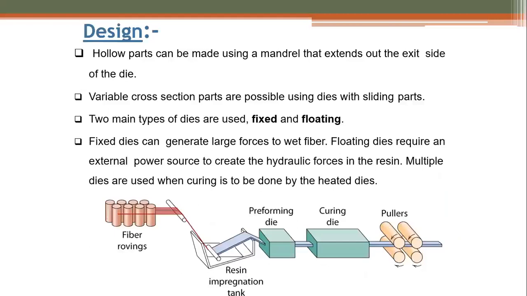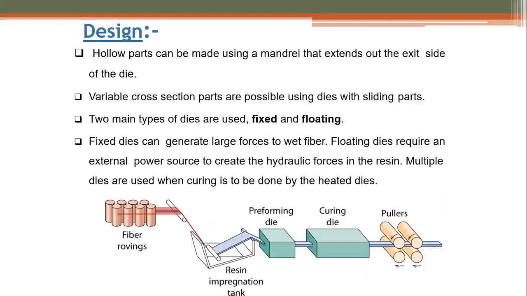Next, coming to the design. The general design can be made by using a mandrel. It exists up to the mandrel and extends out the exit side of the die. Then variable cross-section parts are possible using dies with sliding parts. So variable cross-section is easily possible by sliding the parts, and two main types of dies are used in this process. The first one is the fixed die, the second one is the floating die.